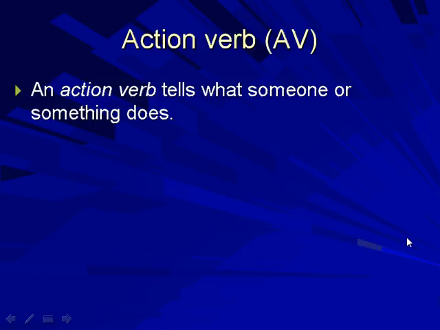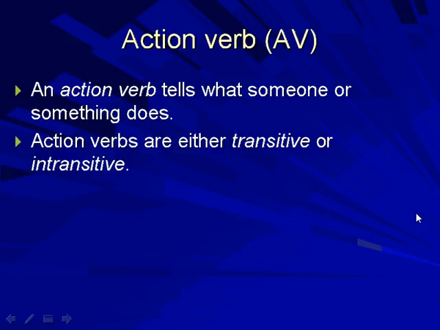An action verb tells what someone or something does. That's pretty basic, and once again, I know that most of you guys do recognize action words as verbs. But there is a further distinction that I don't think you've ever considered before. And that is the distinction between transitive and intransitive verbs. All action verbs are either transitive or intransitive. Let's get a definition down here first, and then we will look at some examples.